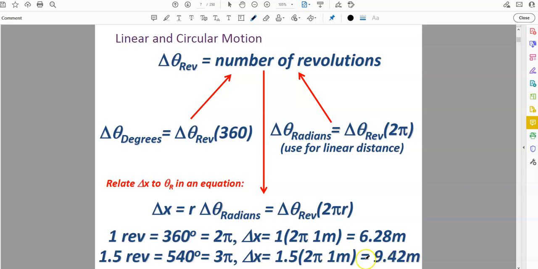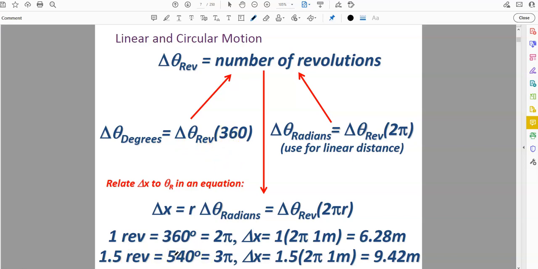And if they want to know the number of radians it's turned through, well, then you just go, this is 1.5 turns, so that's going to be 2 pi plus a half of a 2 pi, which is just pi, so that's 3 pi right there. And then 1.5 times 360 degrees is 540 degrees.